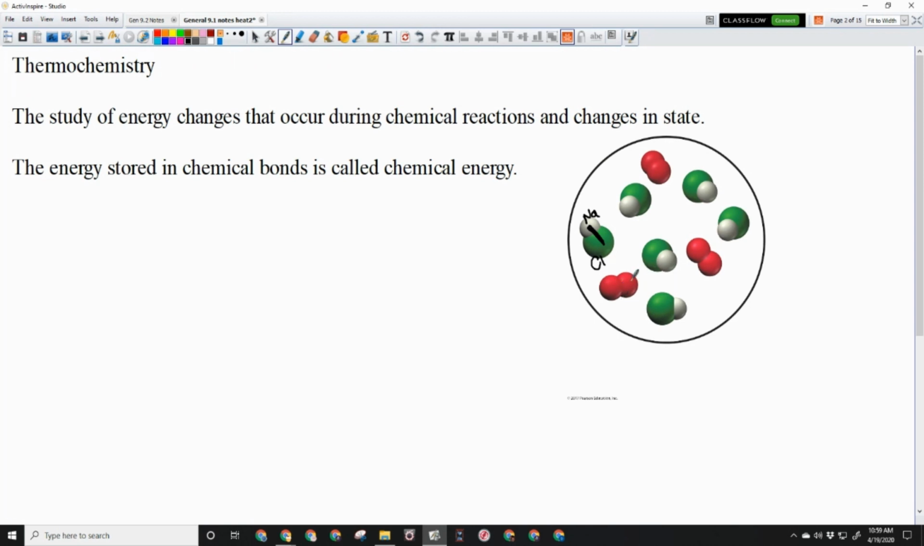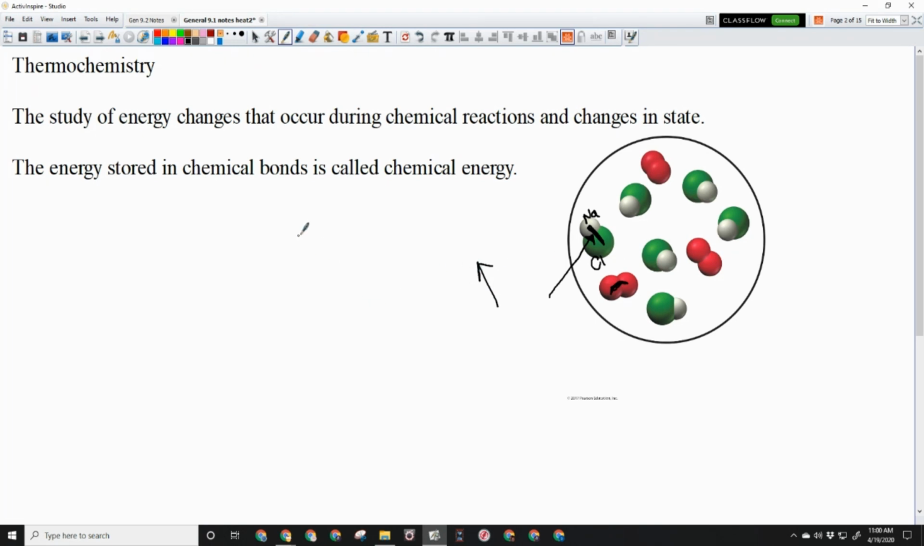And let's say, for example, this is diatomic oxygen. Well, these two oxygen are being held together by a bond, and there's energy that is stored in those bonds. And when we start breaking these bonds, it starts releasing this energy, and then we can use that energy.